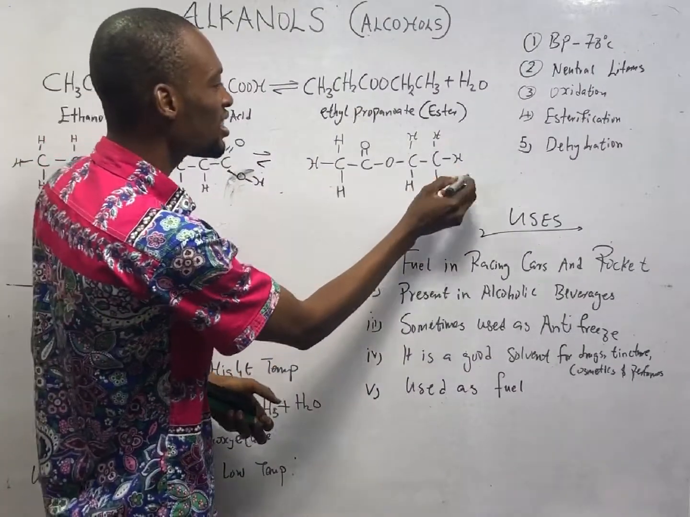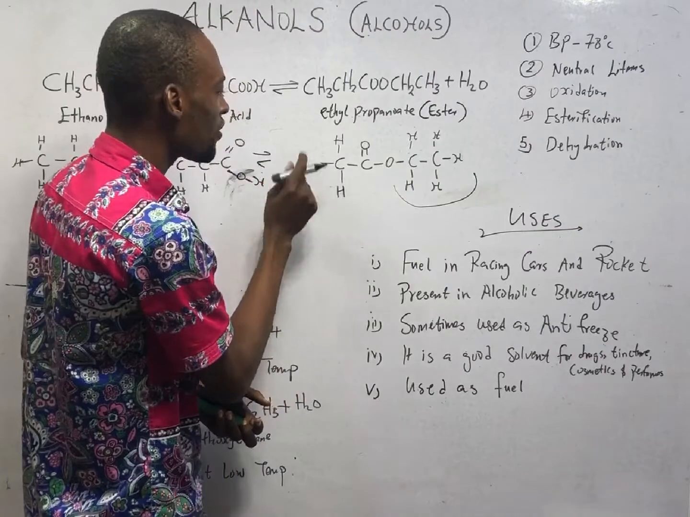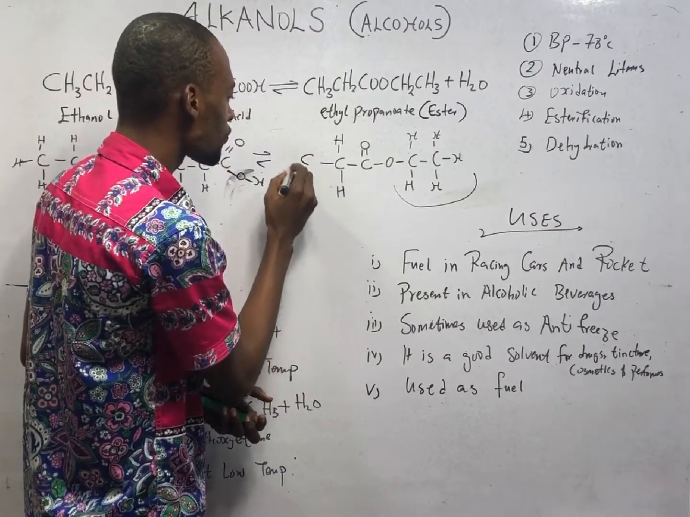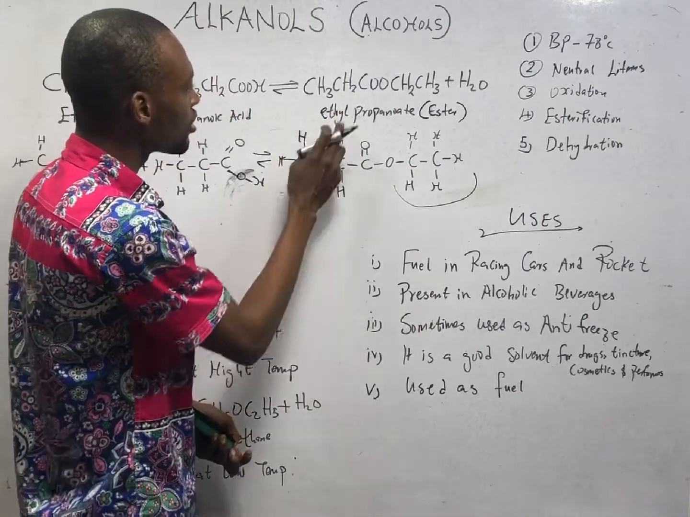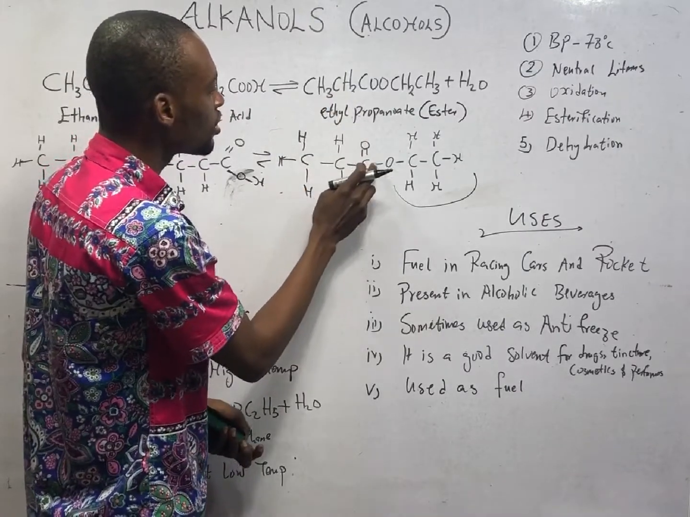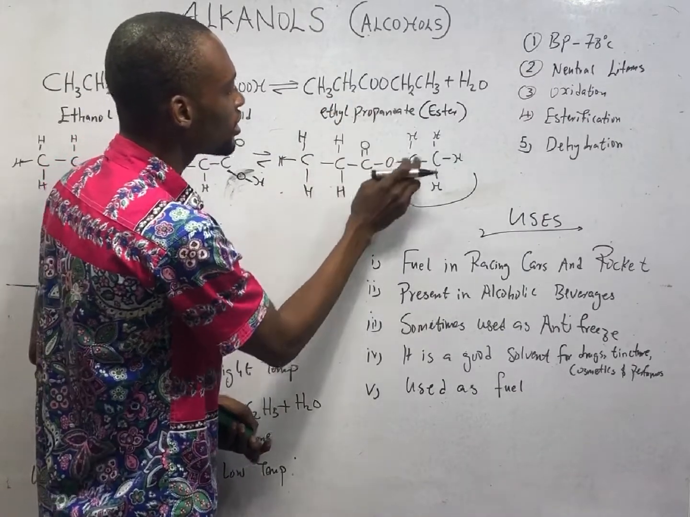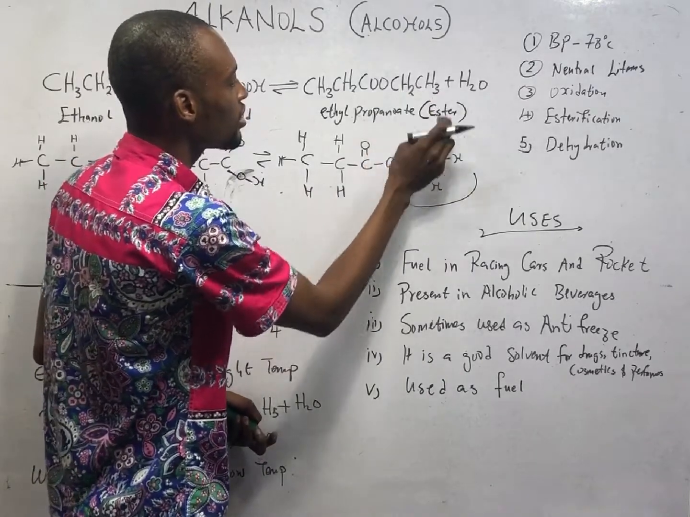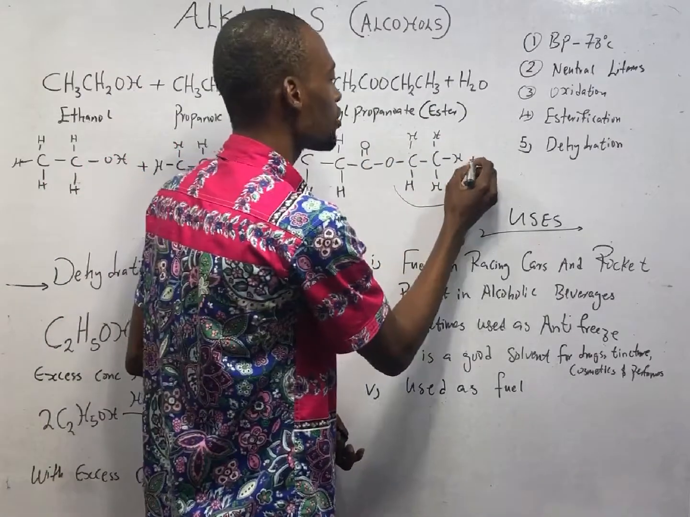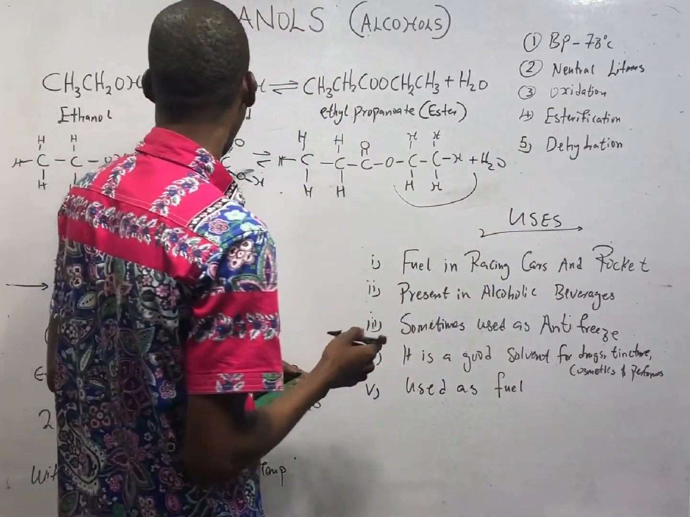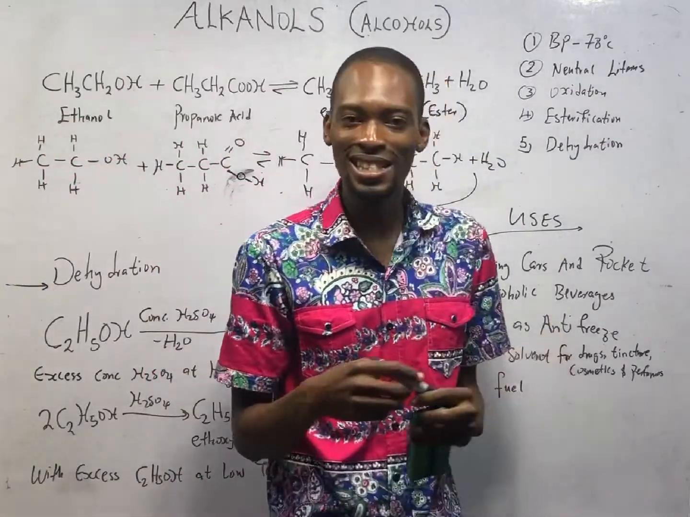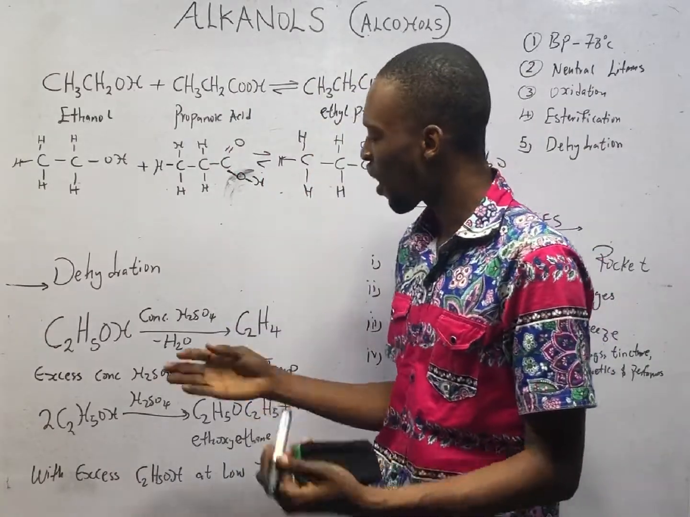Ethyl propanoate, this is ethyl. Propanoate will have 3 carbon. So this is CH3, CH2, COO, CH2, CH3, plus H2O. So that is it. Esterification. Alkanols react with alkanoic acids to form esters and water.